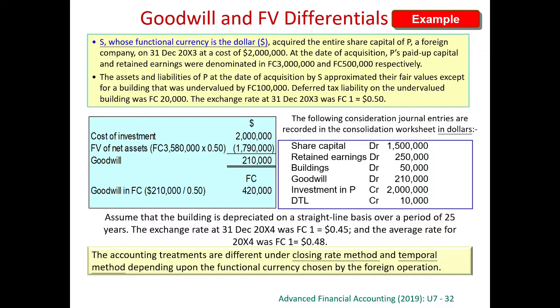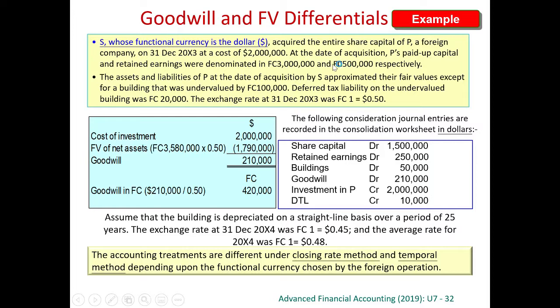This is the situation. Because we have all this information, we can start to calculate goodwill. Goodwill is what we pay minus what we get. The cost of investment is $2 million as recorded by the question. This is what we pay. What we get is the fair value of the net assets. On that day, the book value of the net assets is 3 million share capital plus 500,000 retained earnings. So the equity is 3.5 million.